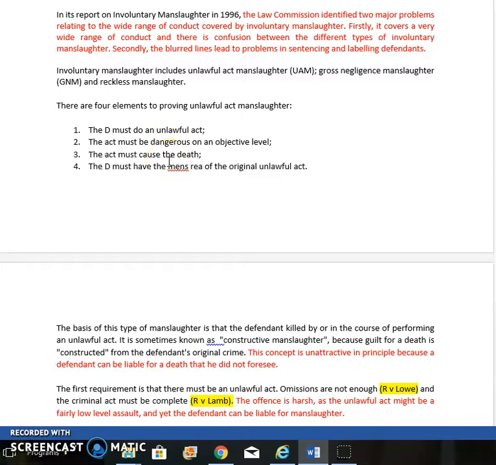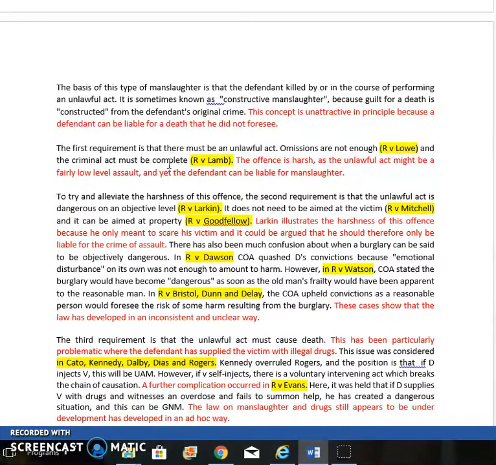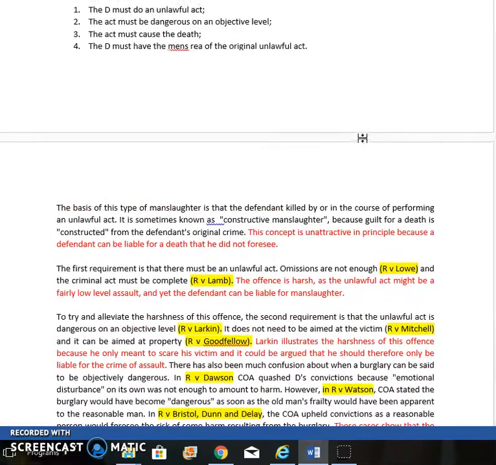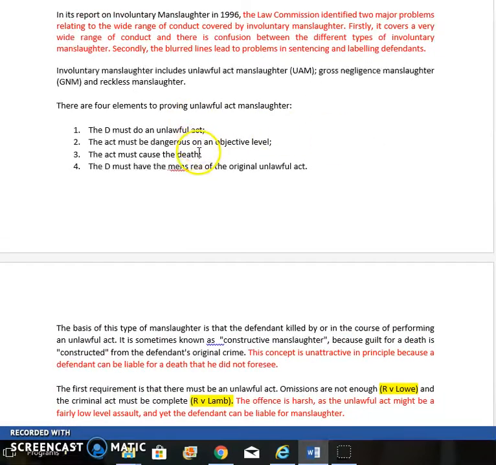Now, the fact we build it up when I didn't foresee death, I only intended to assault somebody, means that it's unattractive in principle, because a defendant can be liable for a death that he didn't foresee. And of course, that seems quite harsh. So this is the main criticism of unlawful act manslaughter, in that it's very harsh to the defendant. So I'm now going to go through each of these 4 elements, and I'm going to evaluate as I go.